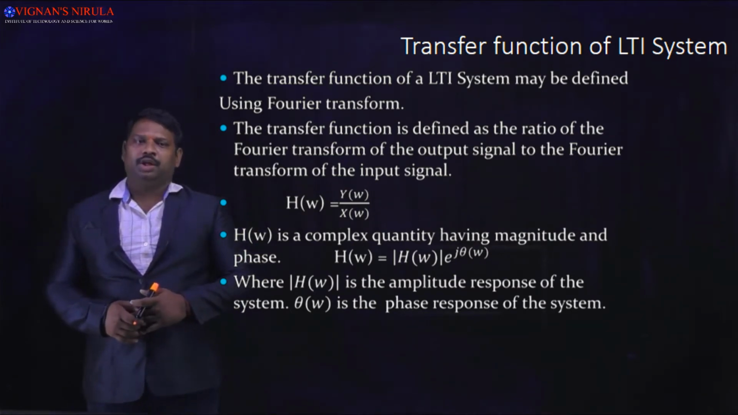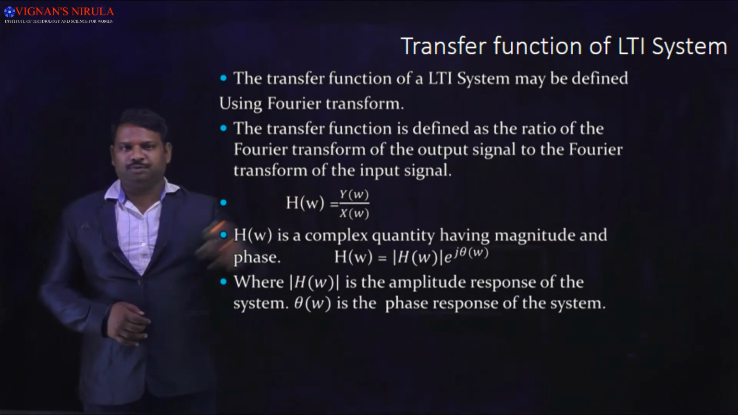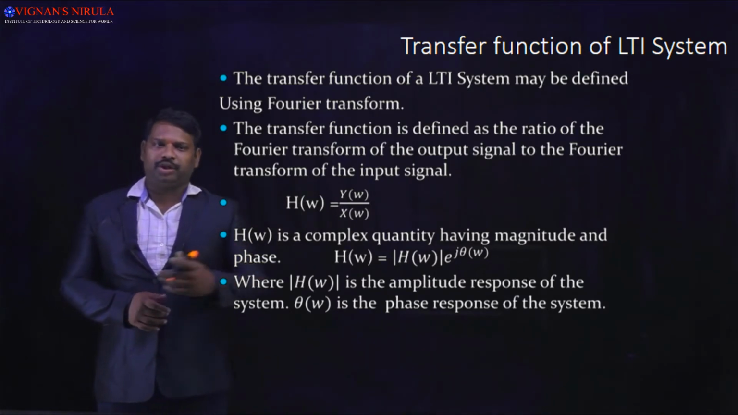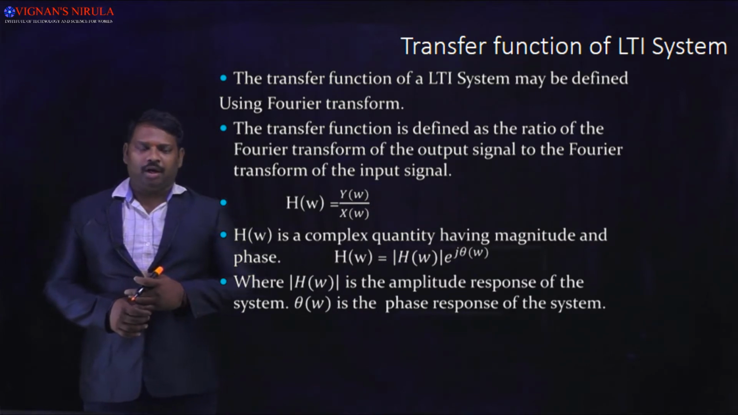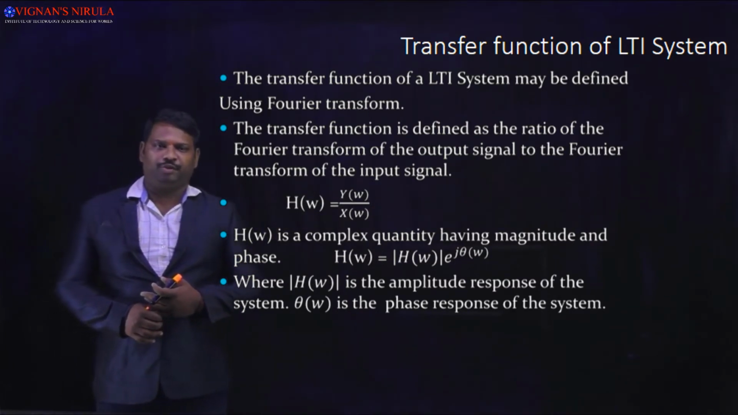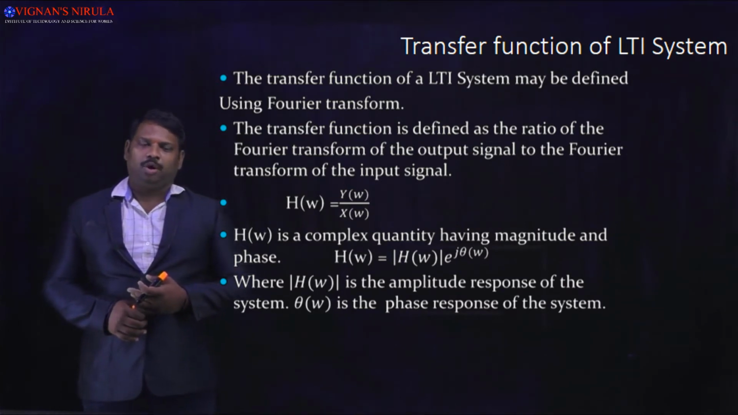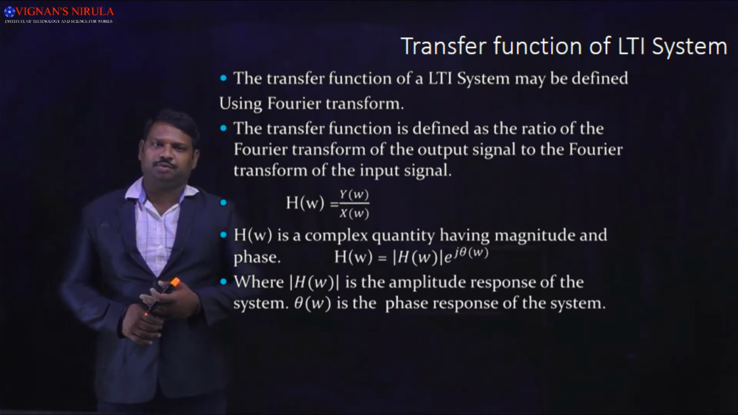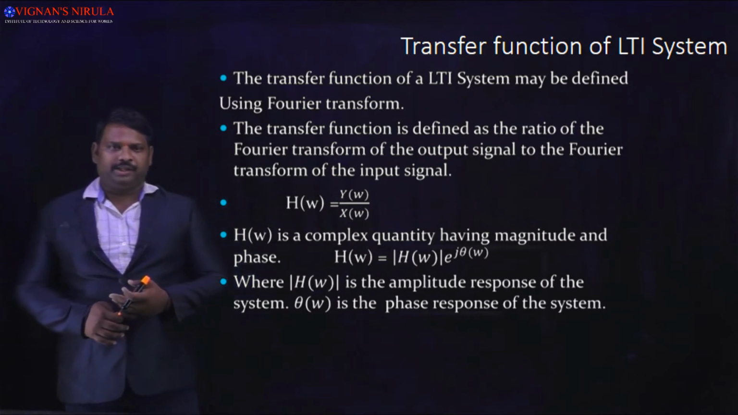of the input. Generally the Fourier transform of the output is Y of omega and the Fourier transform of the input is X of omega, provided the input is x of t and the output is y of t. Therefore, the transfer function of an LTI system will be given as H of omega is equal to Y of omega by X of omega.